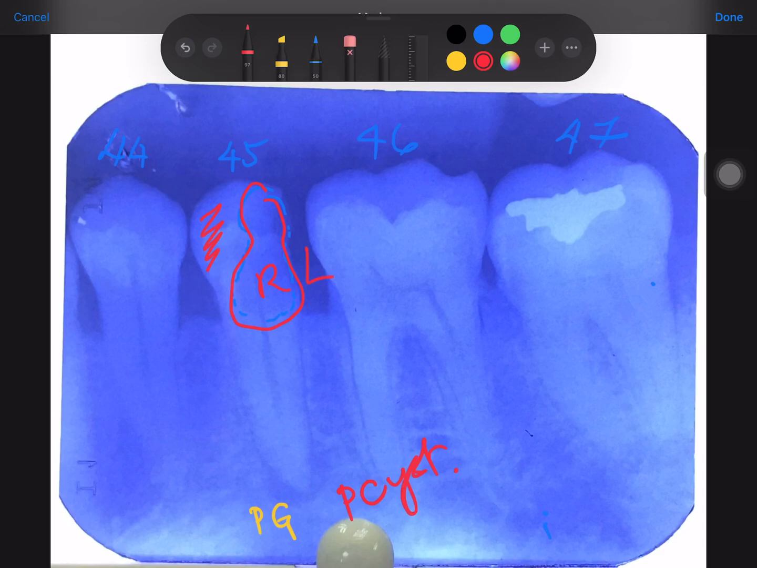Any other doubts with this radiograph? So we learned a few terms: step ladder pattern, mental foramen, the periapical granuloma or cyst, and we have some enostosis or dense bone island here. Right, done. Thank you.